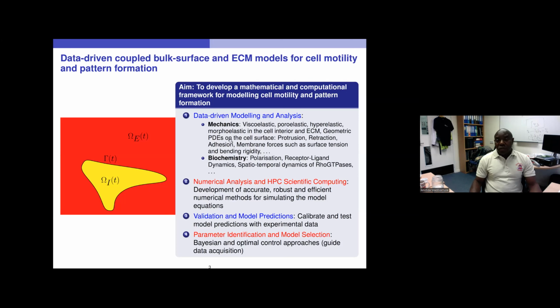Once we derive these models from first principles, we have to carry out mathematical analysis where we can. In many cases, we cannot get analytical solutions, and therefore we resort to numerical analysis. Developing accurate, robust, and efficient numerical methods is very important. Not only that, the methods also have to be solved efficiently if you want to be able to fit the models to data in realistic timescales.